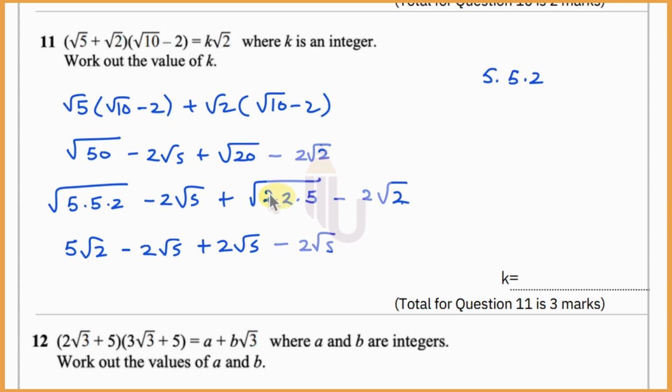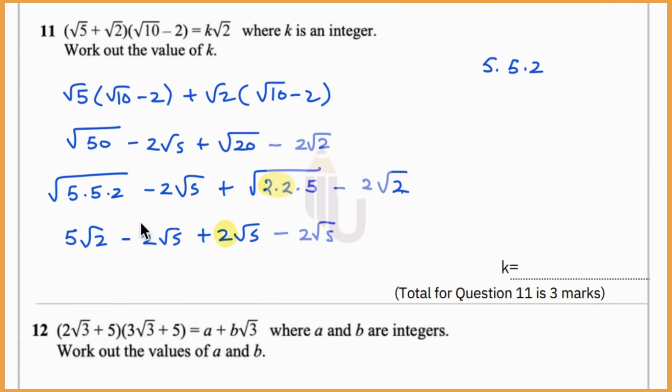Just see that over here we have this pair, so that will come out. Minus 2 root 5 plus 2 root 5 will get cancelled, and we are left with 5 root 2 minus 2 root 2, which is 3 root 2. And when we compare that with k root 2, the value of k is 3. That is how we'll get the answer.